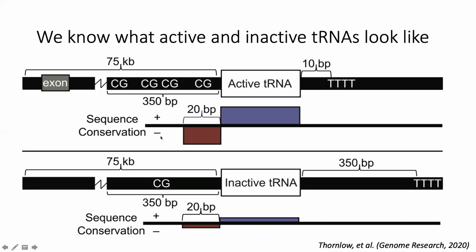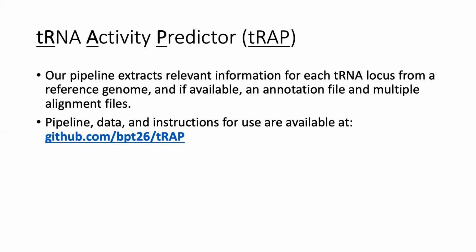So in addition to the sequence conservation pattern that we've already discussed, we found that active tRNA genes have much more proximal poly-T transcription termination sites. They're found in much more CpG-rich regions, and they're much closer to exons and other tRNA genes. And these are the kinds of things that we can include in a predictive model. So that's exactly what we did.